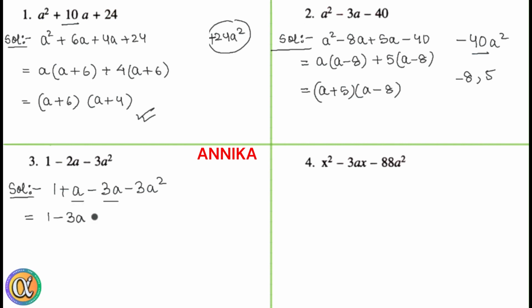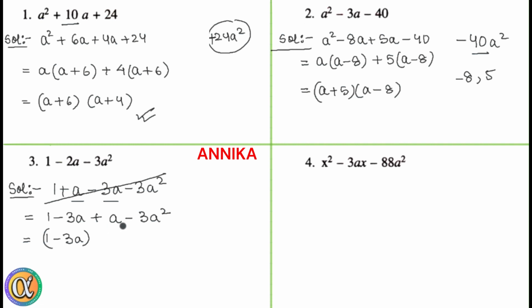1 minus 3a and then plus a minus 3a square, right? You wrote it like this, like you wrote minus 3a first and then a later. Okay, let's finish it the way you did it, and then we will come to this form. So for the time being, I'm just cutting it up. Okay. So that would be 1 minus 3a in bracket and 1 plus a in bracket.